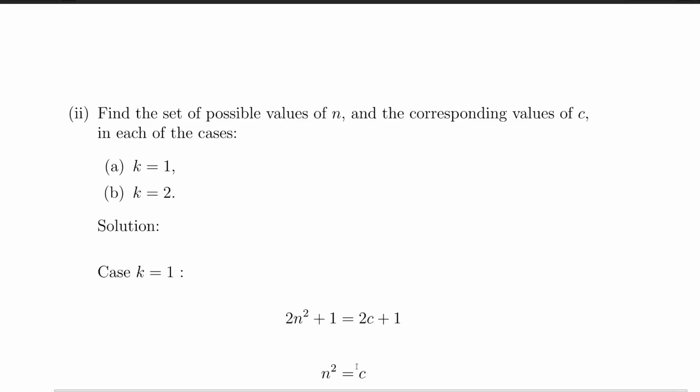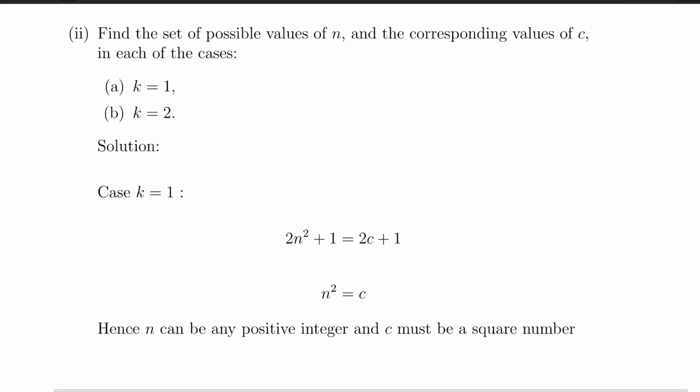So yeah, that's fine. But it doesn't work the other way around, right? If c is equal to 3, that equality doesn't work if n and c are both positive integers, because then n would have to be the square root of 3, which is not a positive integer. So you have to conclude that n can be any positive integer and c has to be the corresponding square number, because they talk about corresponding values of c.